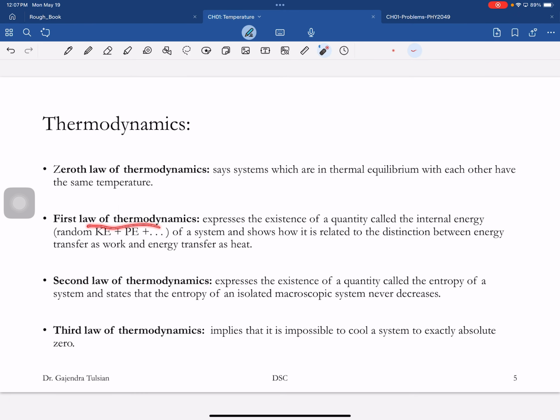So the first law of thermodynamics expresses the existence of a quantity called internal energy, which now you know is random kinetic and potential energy of a system, and shows how it's related to the distinction between energy transfer as work and energy transfer as heat. Okay, so let's understand this expression.